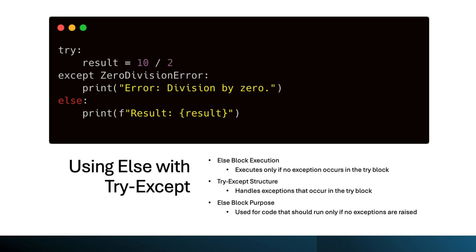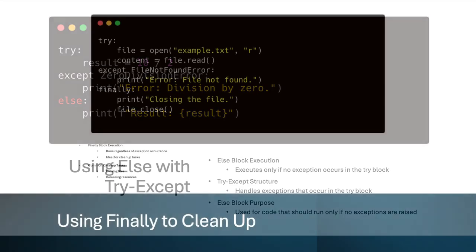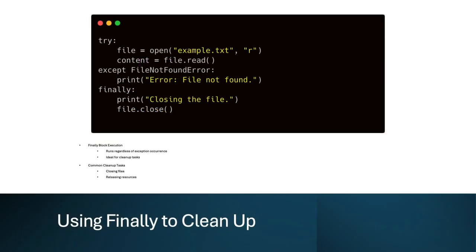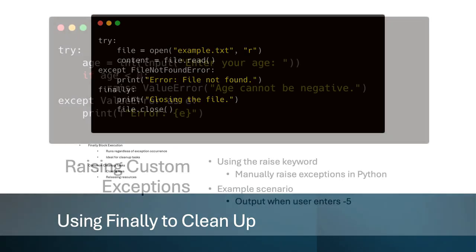The else block in a try except structure executes only if no exception occurs. It is used for code that should run only when no exceptions are raised. The finally block is crucial for cleanup tasks as it runs whether or not an exception occurs. It is commonly used for closing files and releasing resources.